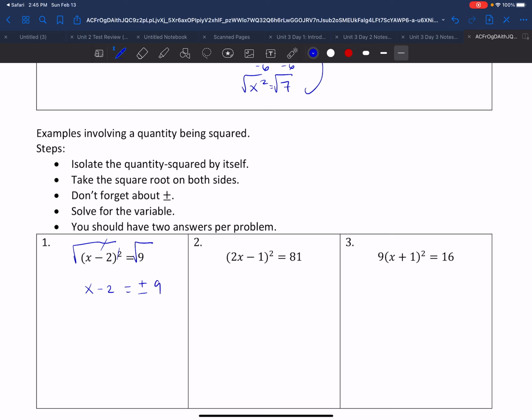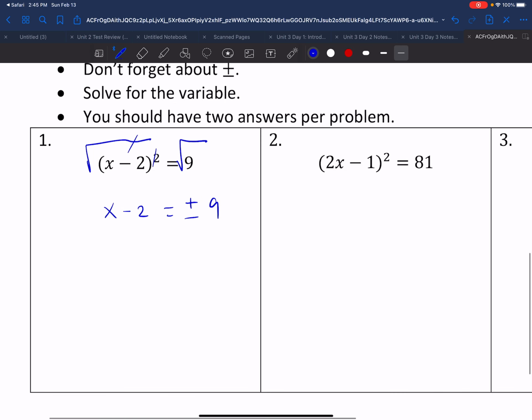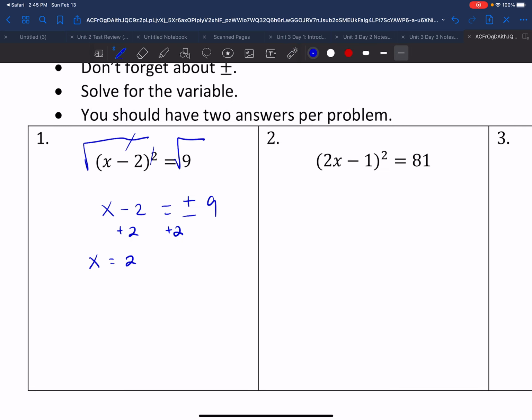Okay, so this is a little weird. How would I solve for x? Okay, so I'm going to go ahead and add both sides by 2. And what happens here is that, yes, you're going to be left with x on the left side, and then this 2 actually goes right in front of the plus or minus sign. So x is equal to 2 plus or minus 9.